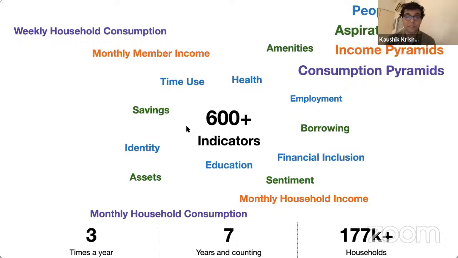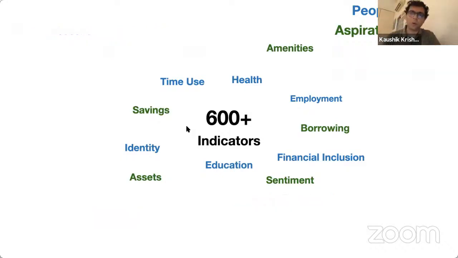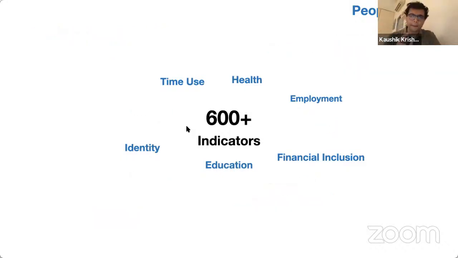Those of you who come to our events regularly will notice that this number is even higher than the number that I quoted last time, and that's because we are in the middle of a sample expansion as I speak. So we're currently a little over 177,000 households. But today's talk is not about all of that. Today's talk is focusing more on a key set of indicators.